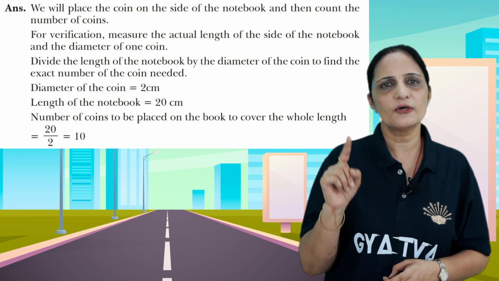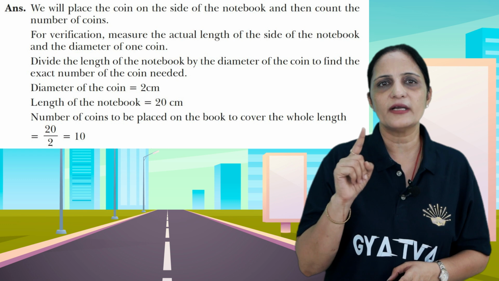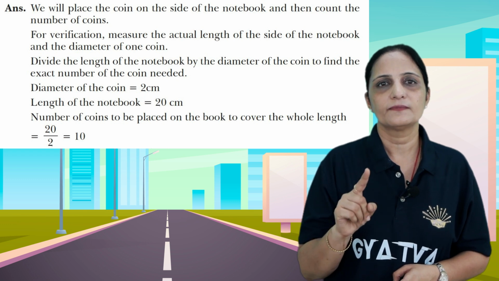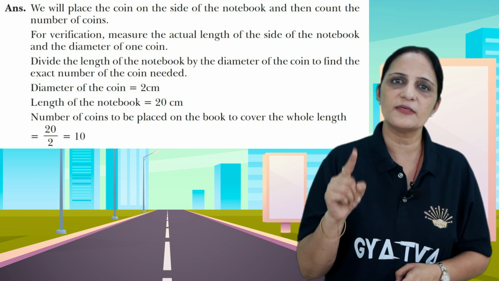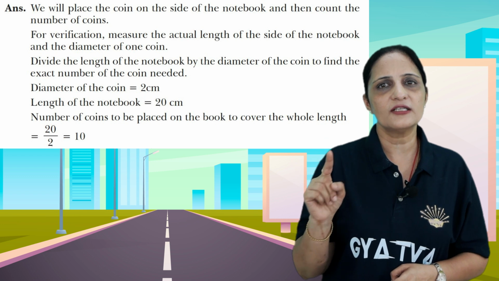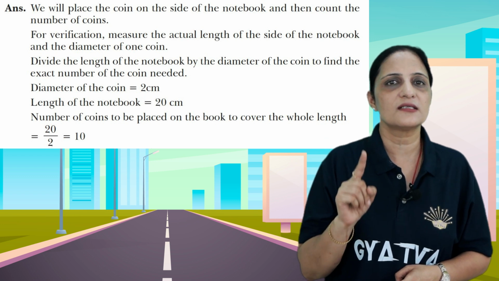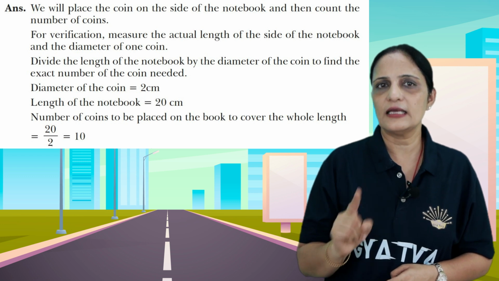कितनी है लेंथ ऑफ द नोटबुक 20 सेंटीमीटर और एक कॉइन का डायमीटर कितना है 2 सेंटीमीटर. सो 20/2 विल गिव यू 10. मेक श्योर इसमें यूनिट्स नहीं आएंगी, कैंसिल हो जाएंगी. लेंथ ऑफ द नोटबुक की भी सेंटीमीटर यूनिट है, डायमीटर की भी सेंटीमीटर है, तो सेंटीमीटर से सेंटीमीटर कट जाएगा और आपके पास नंबर पूछा है तो आंसर सिर्फ क्या लिखेंगे 10. इसके साथ यूनिट्स नहीं लिखेंगे.